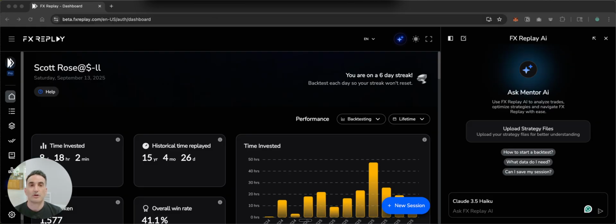Four, trading only focus. Guardrails keep Mentor on trading platform topics. It won't answer off-topic queries. Five, iterate for clarity. If a reply misses, rephrase or follow up. Each clarification helps Mentor learn.